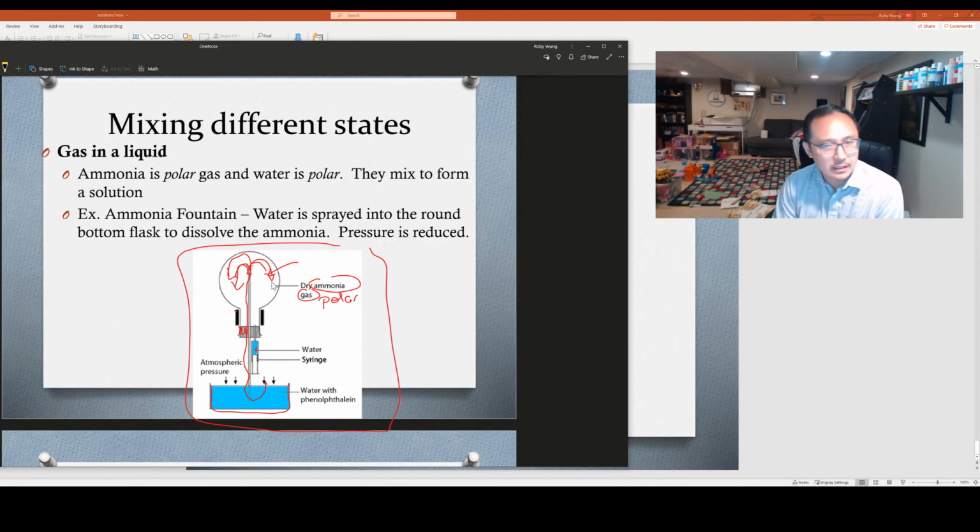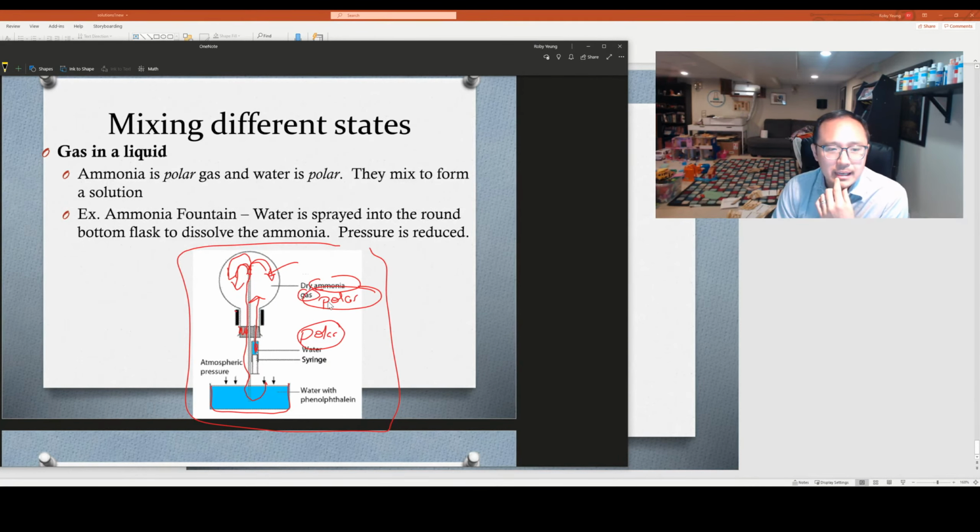So we did this in the second unit. How does this happen? Do you guys remember how to explain something like this? A key part here is now looking at the polarity of this, right? Ammonia gas is polar, water is also polar. So why would that matter? Give it some thought. If you were to squirt this water into here, what's going to happen to the ammonia gas?